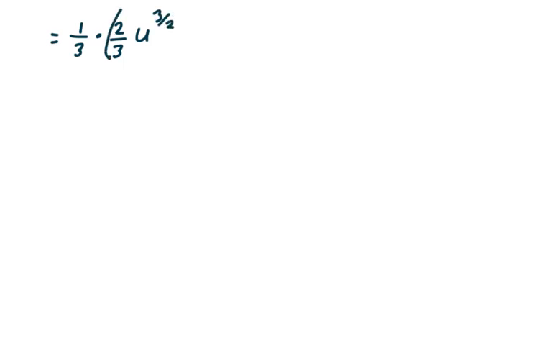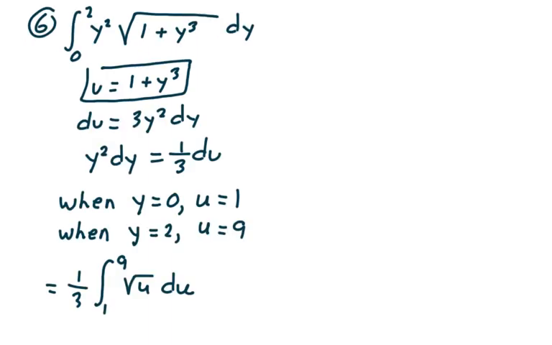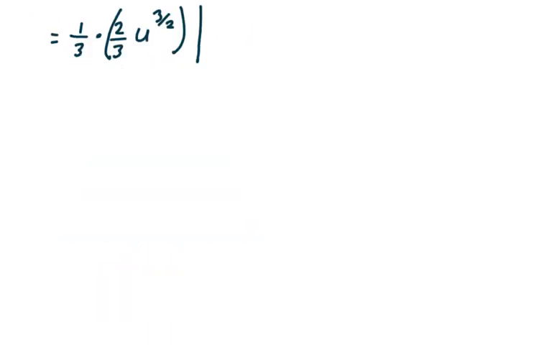So if you want, we can put the 2/3 u to the 3/2 in parentheses. And I'm going to draw this vertical line here. And what it says is to evaluate from 1 to 9. So I'm going to put 1 to 9. Now, 1/3 times 2/3 is 2/9. So I have a 2/9 out in front. Then I'm going to get 9 to the 3/2 minus 1 to the 3/2 inside the parentheses.